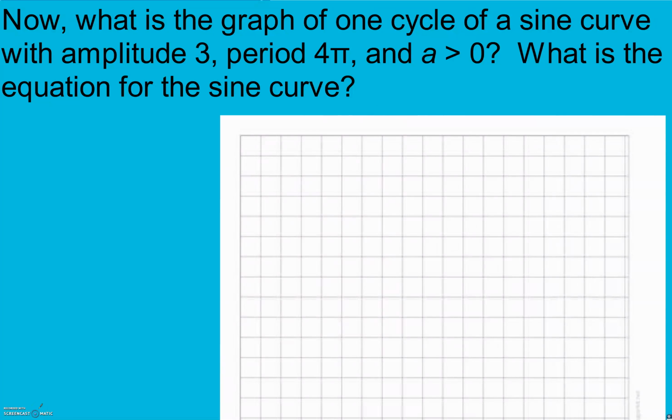What is the graph of one cycle of a sine curve with amplitude 3, period 4 pi, and a greater than 0? What is the equation for the sine curve? So, again, this is section 13.4. Drawing our axes here.